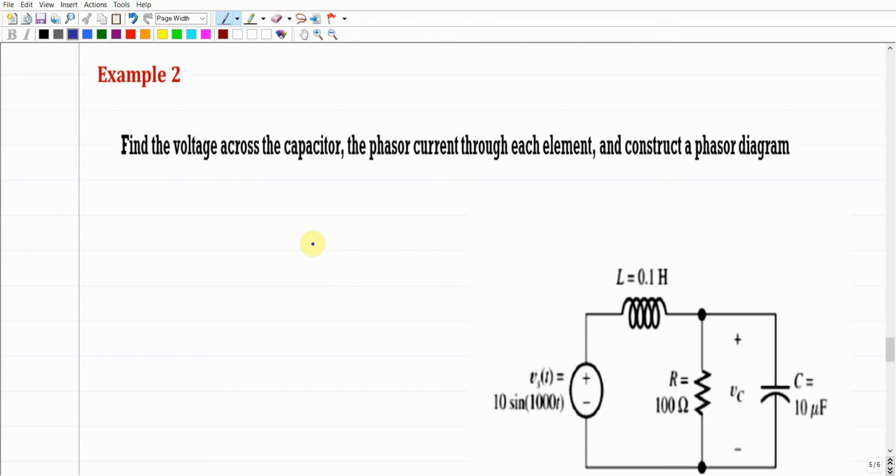So let us consider example 2, and this is going to be the last example for this video. It is required for this given electrical circuit to find the voltage across the capacitor, VC. He mentioned voltage, which means that we need VC in the time domain. He didn't mention phasor voltage. Make sense? But he required the phasor current through each element. We have so many elements. The objective is to find the phasor current through the capacitor, the resistor, and the inductor, and construct a phasor diagram, which is definitely going to be for the current.